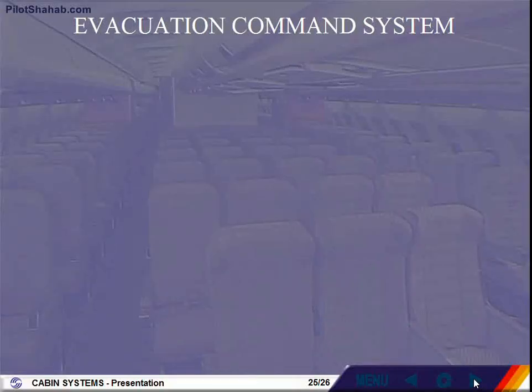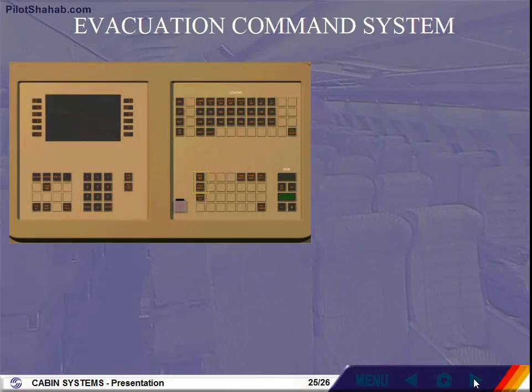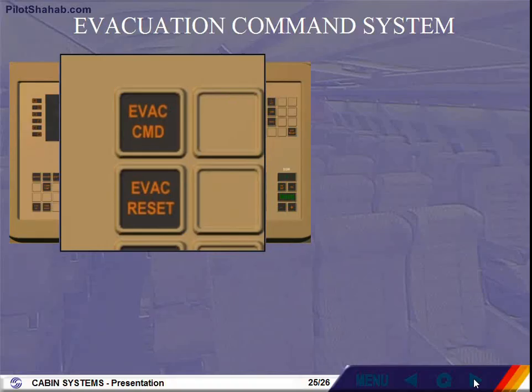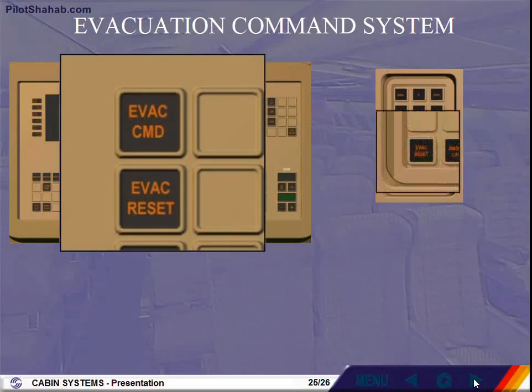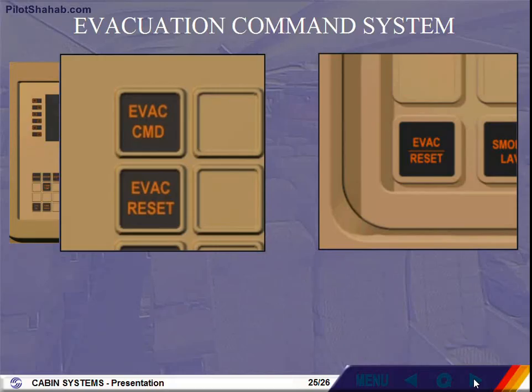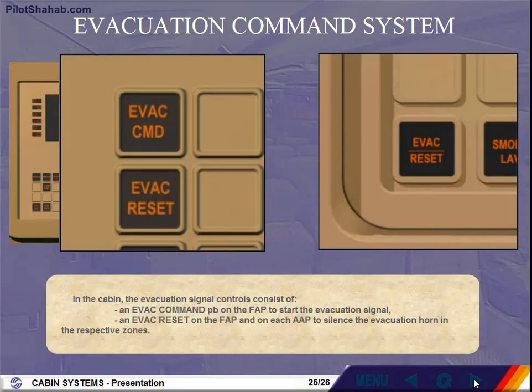In the cabin, the evacuation signal controls consist of an evacuation command push button on the FAP to start the evacuation signal, an evacuation reset on the FAP and on each AAP to silence the evacuation horn in the respective zones.